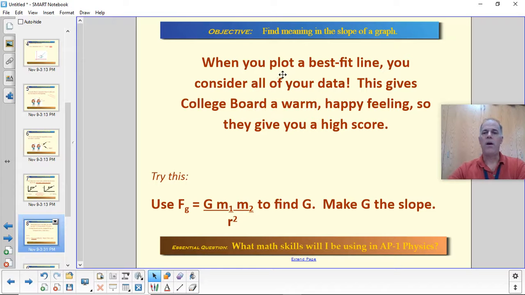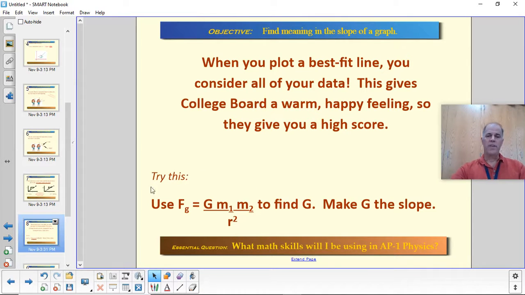When you plot all of your data into a best fit line, you have used all of your data. You're not cherry picking 1 or 2 points, then ignoring the rest of the set. When you make that best fit line, you are using all of your data, which is wonderful. So try this one.